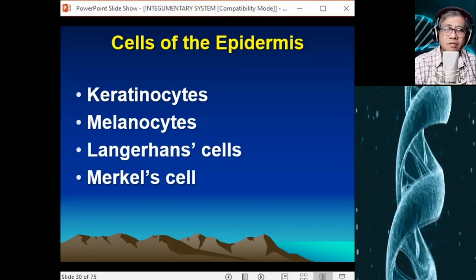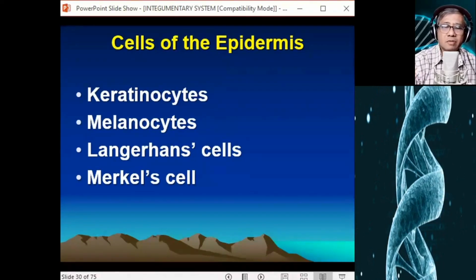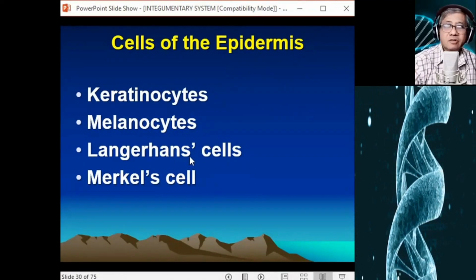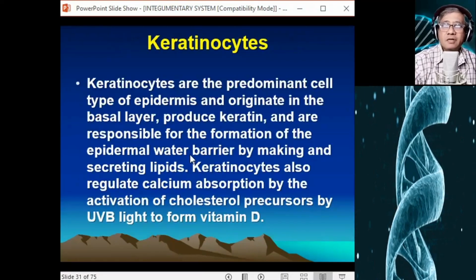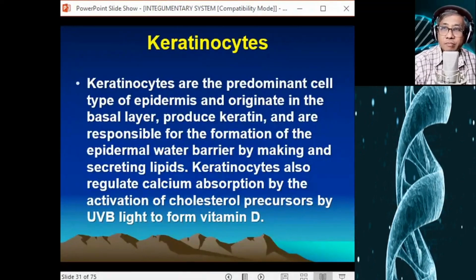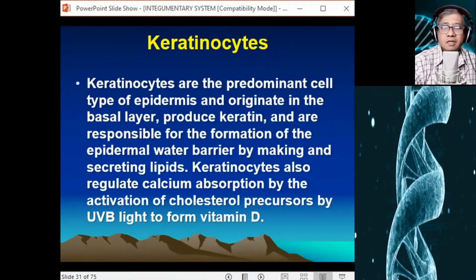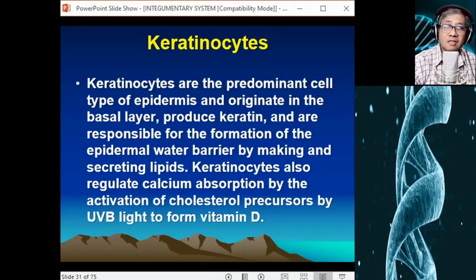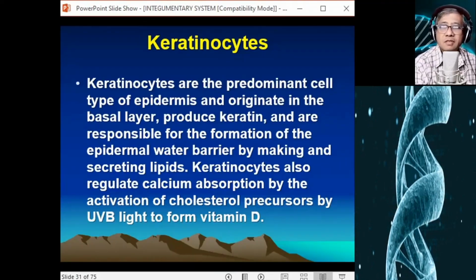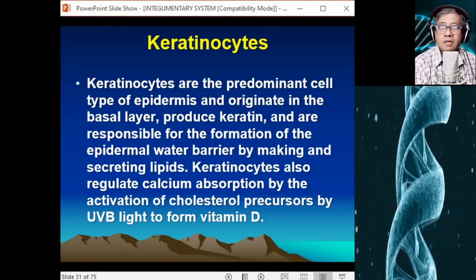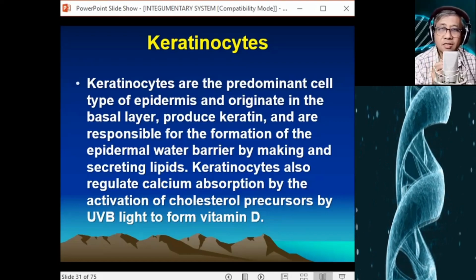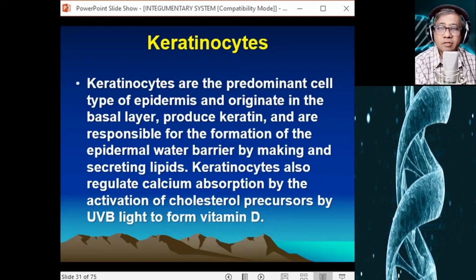Now, I'm sure you have heard of these cells: keratinocytes, melanocytes, Langerhans cells, and Merkel cells. Now, let's describe in detail keratinocytes. Keratinocytes are the predominant cell type of the epidermis. Kaya ang epidermis kasi ay keratinized. So, keratinocytes are the predominant cell type of the epidermis and originate in the basal layer. Itong mga cells na ito ay galing sa basal layer or stratum germinativum.